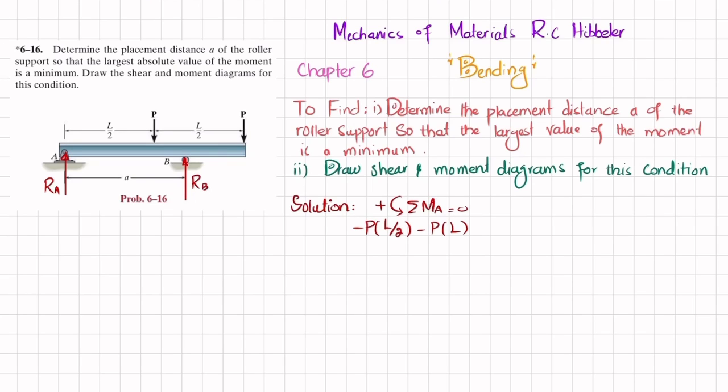The third moment is produced due to RB into the perpendicular distance A, and it is producing counterclockwise moment, so it will be positive. So I will write plus RB into A. Their sum must be equal to 0. So from here I will get minus 3PL over 2 plus RB into A is equal to 0. So from here you will get RB equal to 3PL over 2A.